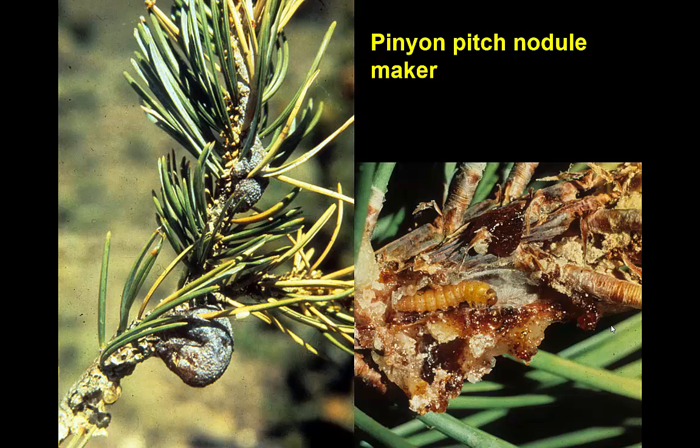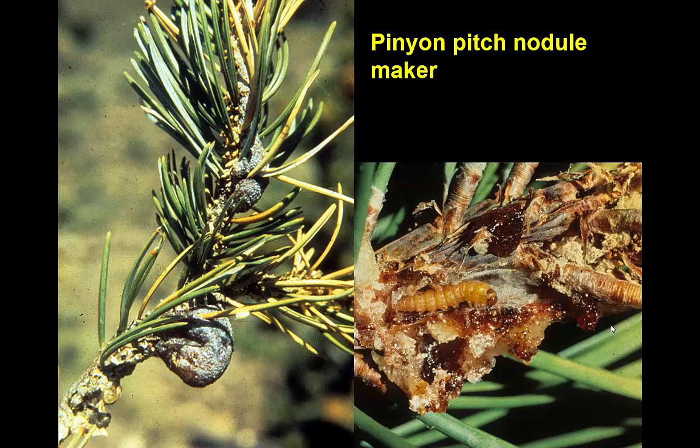There is another one that's also on pinyon called the pinyon pitch nodule maker, where often there is a large, smooth ball of sap that develops at the feeding point, and the larva is within this. Both of them, again, affect just pinyon.